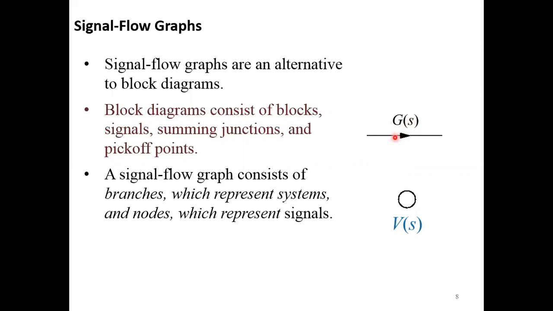In the signal flow graph, it is represented with a line with an arrow, and it is called a branch. Whereas the signal which was represented with the line and the arrow in the block diagram is now represented with a node V of S.